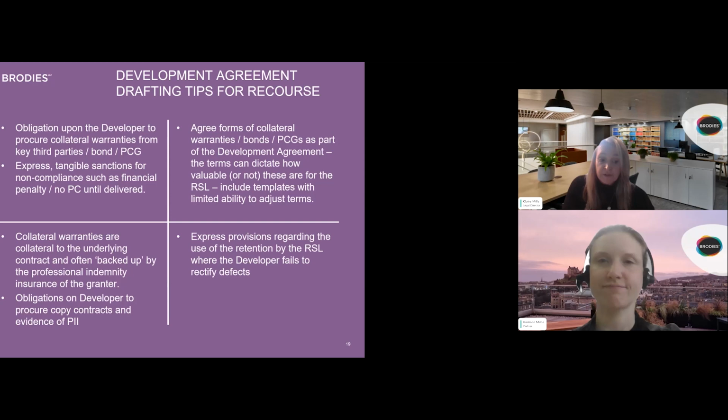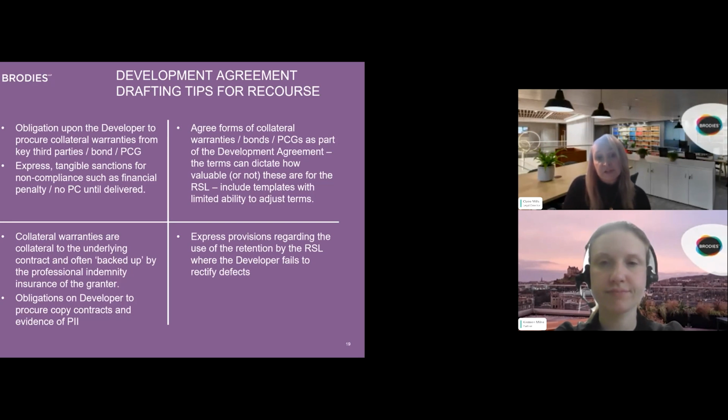So firstly, you would want to ensure in your development agreement there's an obligation on the developer to procure collateral warranties from key third parties, to provide a bond if that's been agreed at a commercial level, or a parent company guarantee. It would be useful in the development agreement to have an express, tangible sanction for non-compliance with this. So for example, a financial penalty until these items are delivered, or the condition that practical completion cannot occur until a full set of collateral warranties have been delivered to the RSL, for example.